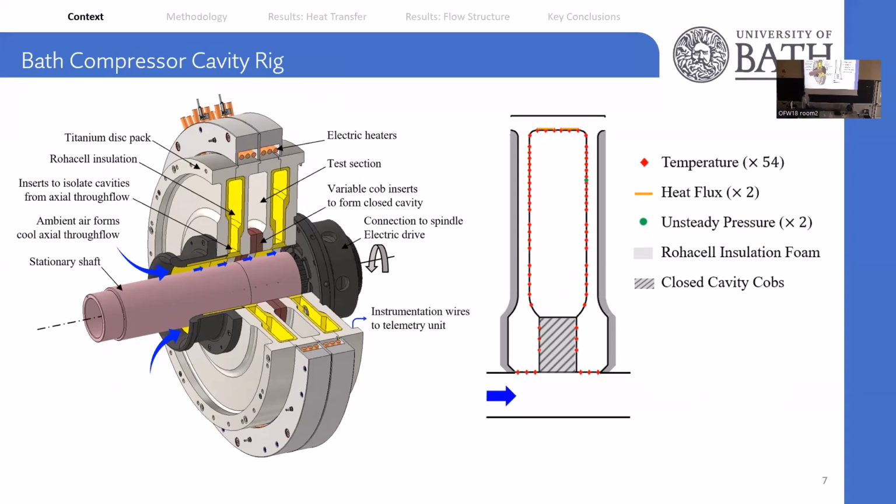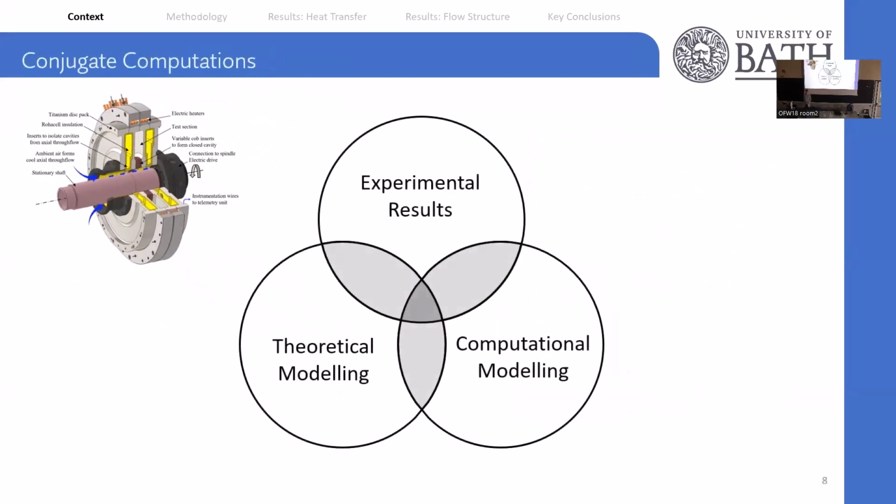the rig. And at the University of Bath, a collaborative effort is made to help understand the flow within these compressor cavities with both experiments, theoretical modeling, and computation. And my work focuses on the computational aspects, and I'll be hoping to validate my work against the results of both the experiments and the experimentally derived theoretical models.